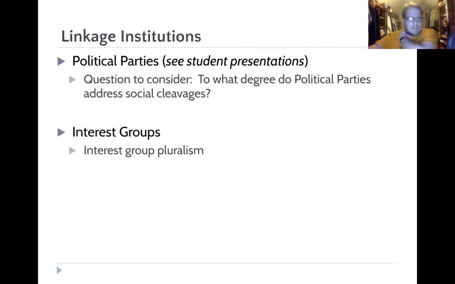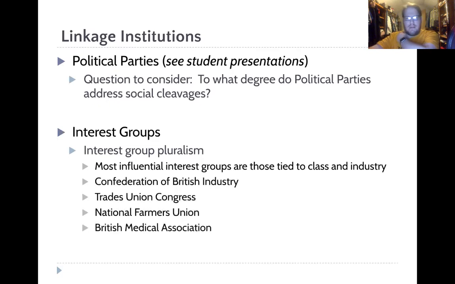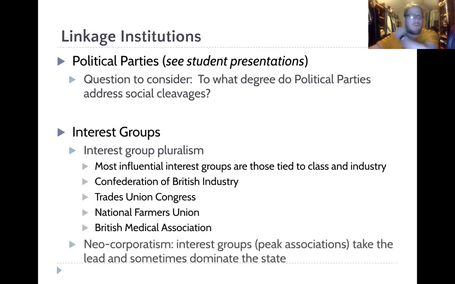Interest groups exist. There's interest group pluralism, which means that you have multiple groups competing for space on the political agenda. But most of the groups are not tied to specific issues. They are tied to particular industries. So you have things like the British Medical Association, the Farmers Union, the Trade Union Congress. And these are all groups that represent particular economic sectors.